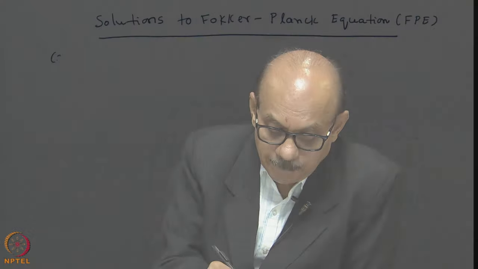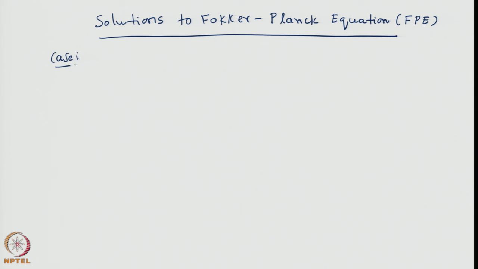Let us use a short form for Fokker-Planck equation. Let's call it FPE from now on. So, we are going to obtain the case 1. First case is a free particle case. Free particle and no drift.